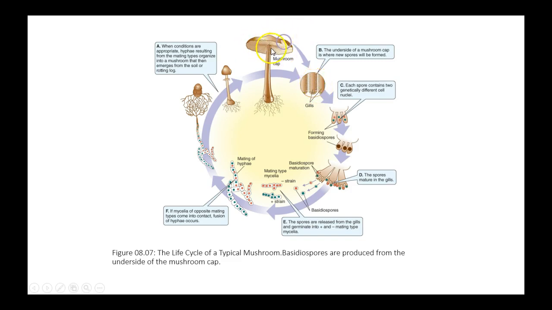If something comes along and bumps this, maybe those spores get distributed. But they're also growing in this process as well. In this case, this spore has two different types of cells, two different types of nuclei, which is kind of interesting, and it forms these basidiospores. The basidiospores mature. These are the positive and negative types. They form these mating types, and then when they come together, they form this hyphae.